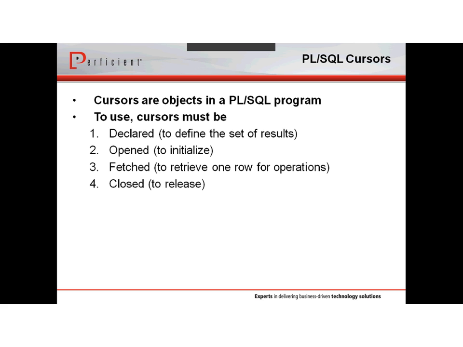Cursors are just objects, things in a PL/SQL program. To use a cursor, you first have to declare it, and that basically defines the set of results that you want to retrieve one record at a time. Then you have to open the cursor to initialize it. Then you have to fetch, and when you fetch, you retrieve one row of data for operations. And finally, it's a good programming technique to close the cursor when you're done with it to release the memory that's been used by that particular cursor object to do its thing.